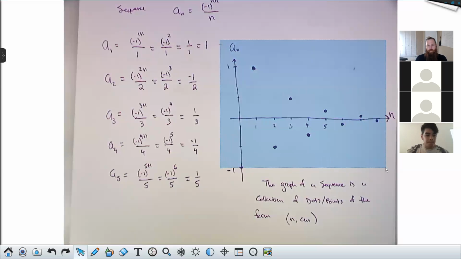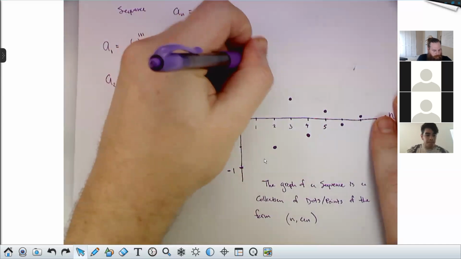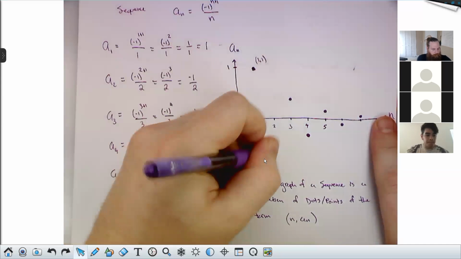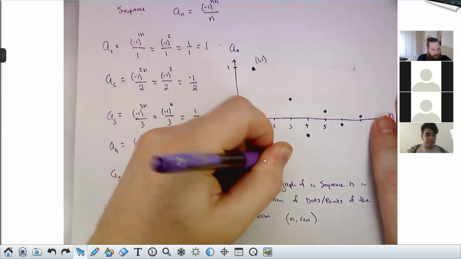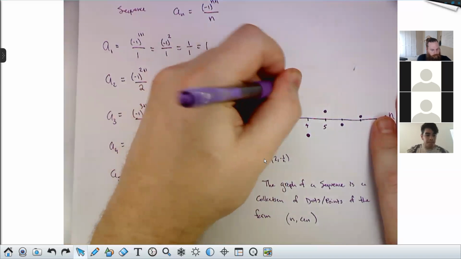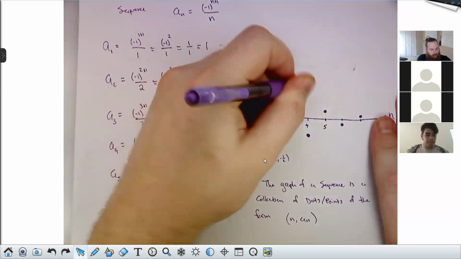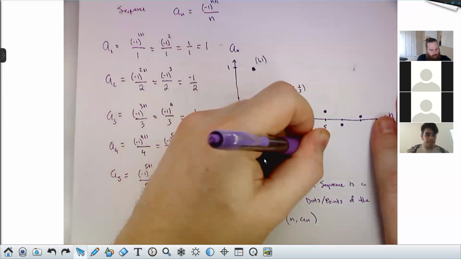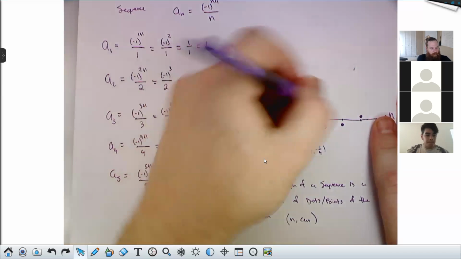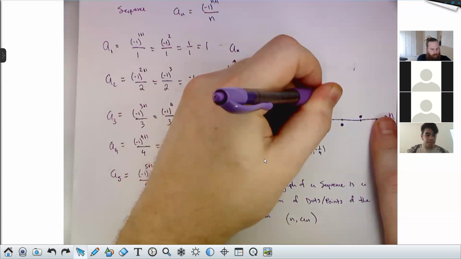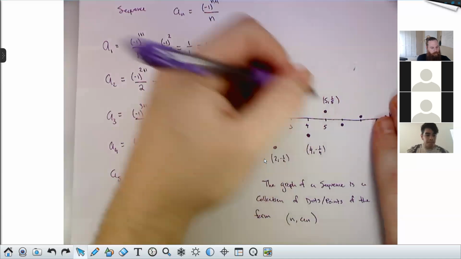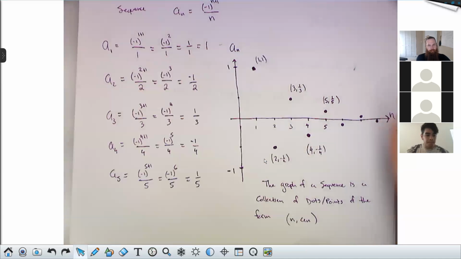Do we see where the points on this graph are coming from? Are there any questions about these? So this was the ordered pair. I'll come back and label these: 1, 1; 2, -1/2; 3, 1/3; 4, -1/4; 5, 1/5. So those were the ones that we were asked to graph.